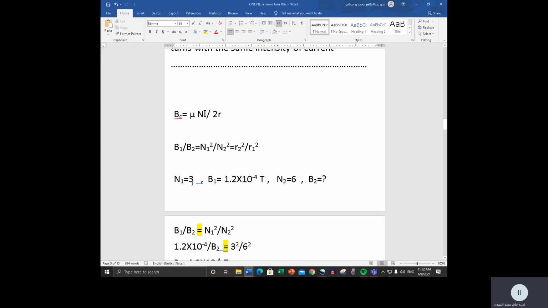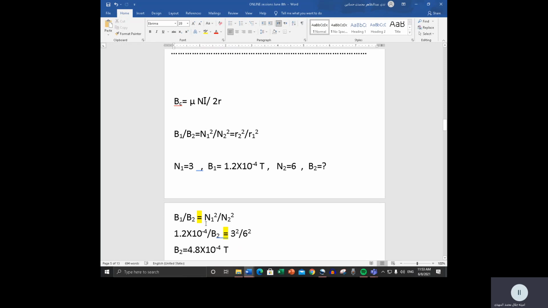What's N1? He gave it to me, 3 turns. What's B1? Given also to me, 1.2 10 to the power of negative 4 Tesla. What's N2? The number of turns in the second case, 6 turns. And B2 is what's needed. So I need to calculate B2, the magnetic flux density in the second case. I have everything except B2.